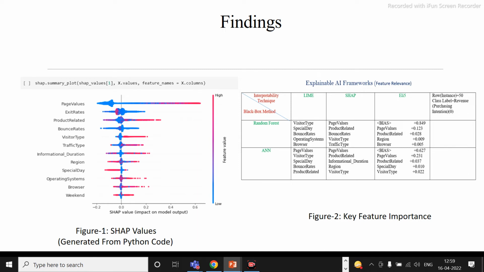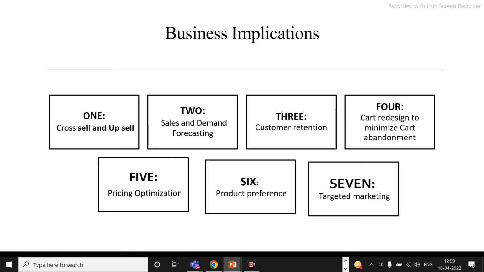And also in ELI5, they give us some contributions. 0.0627 is the bias term, then page value, these are the contributions. I have shown it in this reverse order. These are the contributions of different factors which are responsible for whether any visitor wants to purchase some product from the e-commerce site or not. So this is how my key findings are, and the business implications for this.